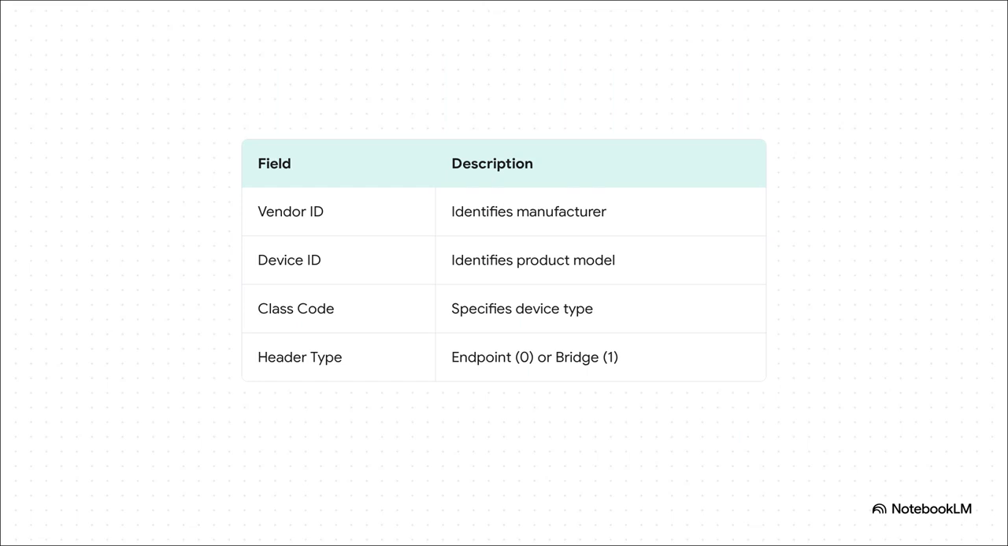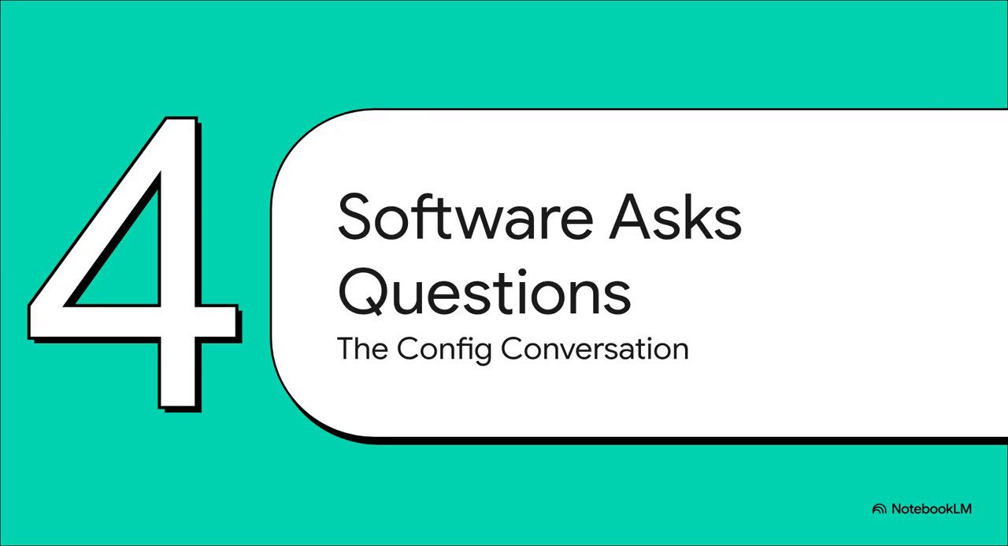So inside that basic space, the most important part is the configuration header. You can think of it as the device's ID card. It's the very first thing software reads, and it answers 4 critical questions. The vendor ID tells you who made it, like Intel or NVIDIA. The device ID tells you the specific model. The class code tells you what kind of device it is, a GPU, a network card, you name it. And finally, the header type tells you if it's an endpoint, the final destination, or just a bridge to more devices down the line.